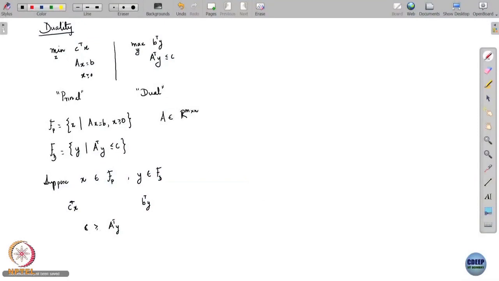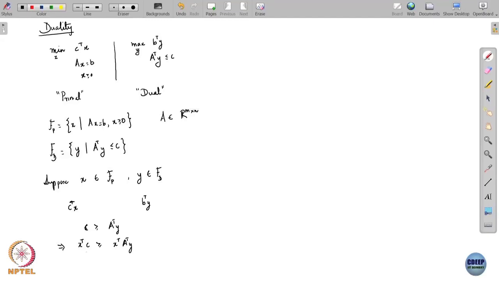So, what I am going to do now is just take an inner product with x. X I know is a vector that is non-negative. X lies in Fp. It is a vector that is non-negative. So, what I can do is, I can take an inner product with x, which would give me x transpose c is greater than or equal to x transpose A transpose y. I am referring to this specific x and this specific y that I have chosen, an x in Fp and a y in Fd.